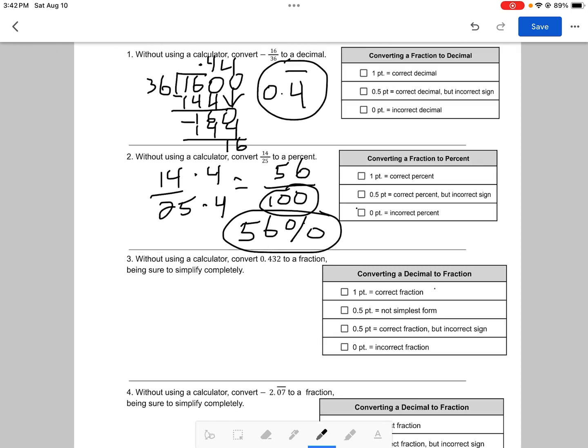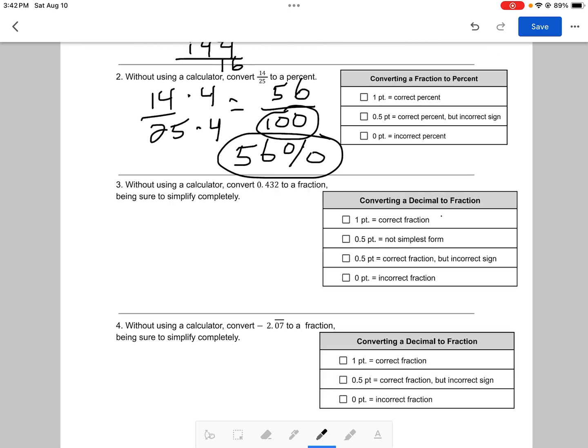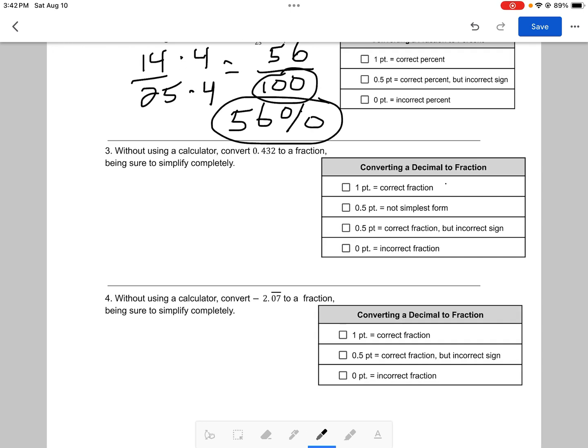Looking at number 3, it says, without using a calculator, convert 0.432 to a fraction. Be sure to simplify completely. Okay, so I know that this 2 right there is in the thousandths place. So I'm going to write 432. That's going to go on the top of my fraction. And the denominator is going to be 1,000 because that 2 is in the thousandths place.